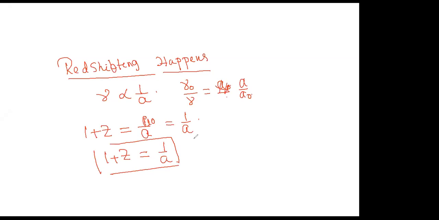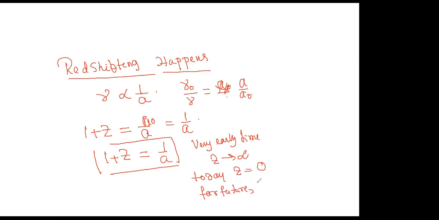Okay, and what you can find is that at a very, very early time, when the size of the universe is roughly 0, this Z goes to infinity. Today, when A naught is 1, so A is 1, Z is 0. And in the far future, when A goes to infinity, this Z goes to minus 1. So that is the thing.